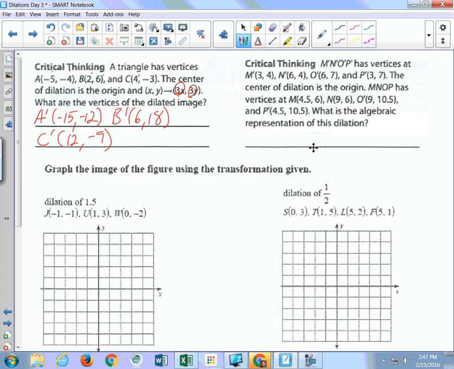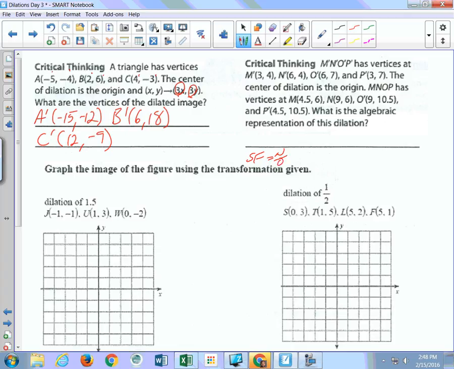All right, on the other critical thinking, it says MNOP has vertices at these points, and M'N'O'P' has vertices at these points. The center of dilation is the origin. What is the algebraic representation? So it's giving us the new, it's giving us the old. And it wants us to write the algebraic representation or the equation. What do we have to find first before we can do that? Scale factor. So how are we going to find the scale factor? Divide what? New divided by old, right? So scale factor is new over old.